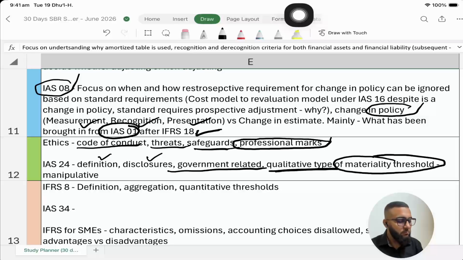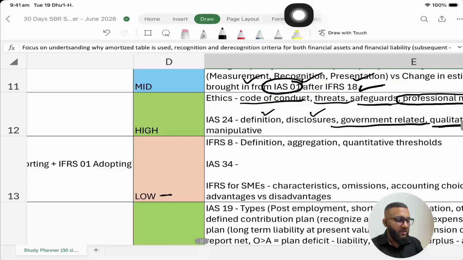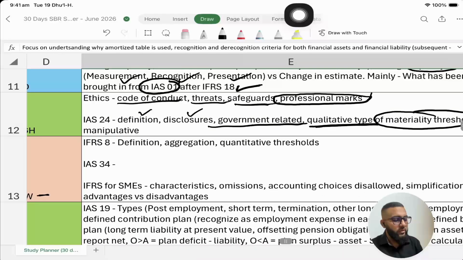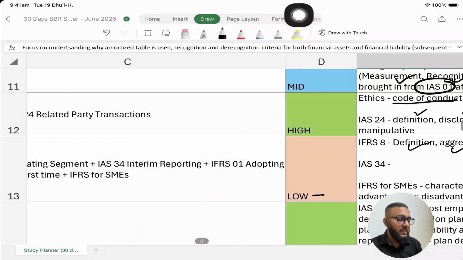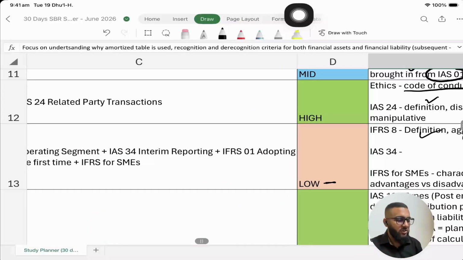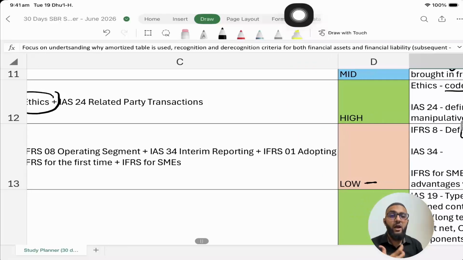Okay, right. Then the next day, a low important day. So here IFRS 8: know the definition, know the aggregation, know the quantitative thresholds, right? How do you aggregate and what are the quantitative thresholds? Okay, right. Then IAS 34 is interim reporting, so you will have to know the structure there. IFRS 1, the adopting of IFRS for the first time. How are you going to adopt IFRS for the first time?